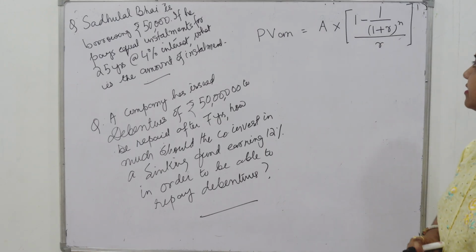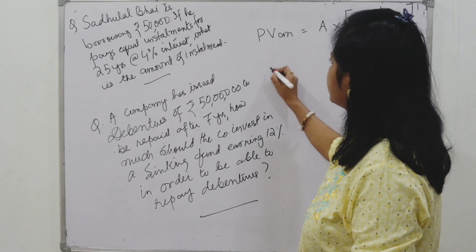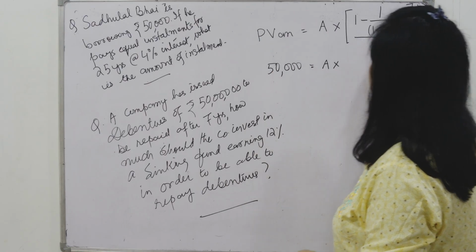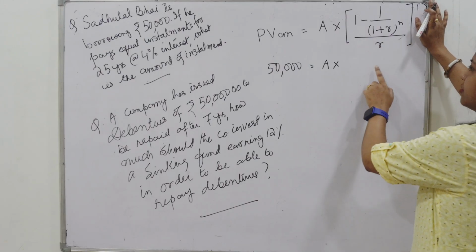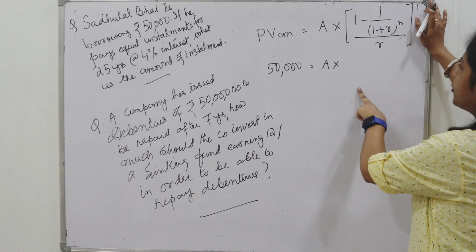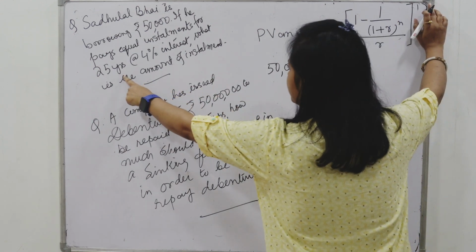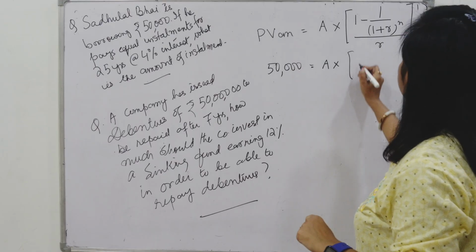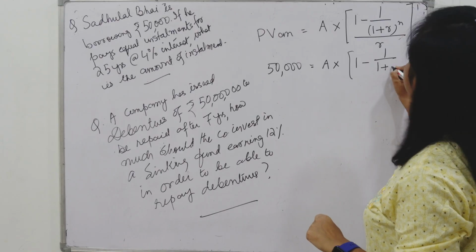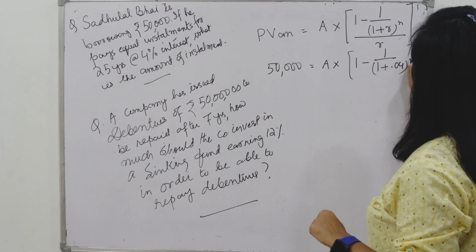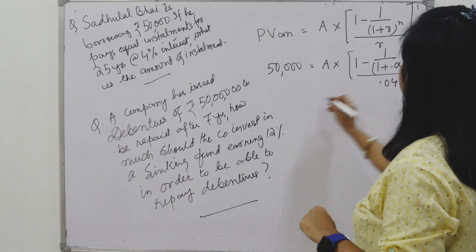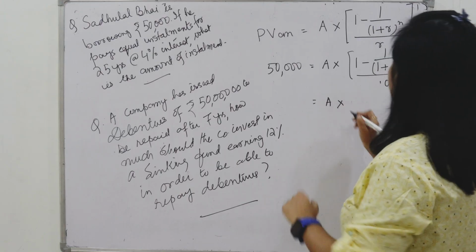Okay, so let's start. We know the present value is 50,000. We want to know what is the annuity. If you refer to the table, that means you are referring to the present value table. That means present value factor of annuity for 1 rupee for how many years? 25 years for 4% interest. Else you can follow this formula: 1 plus what is the interest? 0.04 to the power n, meaning 25, divided by 0.04. So if you solve, we will get the amount of installment.